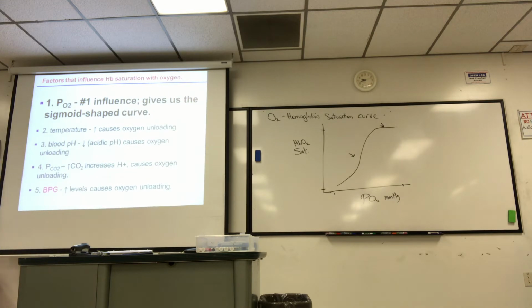All right, before the break, we talked about oxygen and the hemoglobin saturation curve, and I tried to emphasize that the partial pressure of oxygen, that's the number one influence that gives us that S-shaped curve. There are other things in physiology that don't determine the sigmoid shape, but they can shift that curve to the left or to the right. And so I want you to note temperature, blood pH, the partial pressure of CO2, and something called BPG.